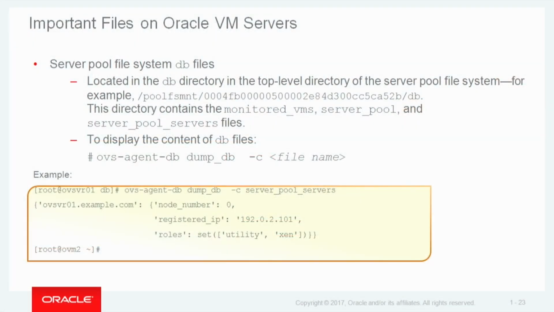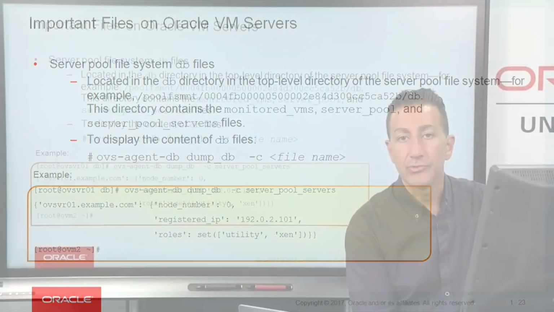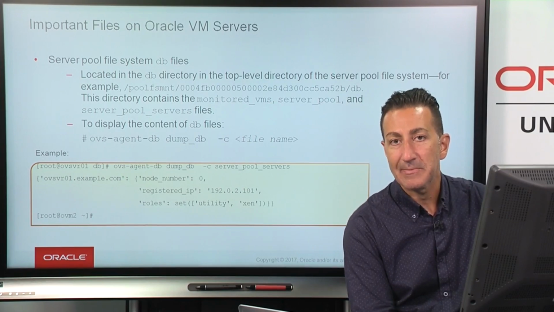Well, for example, the server pool file system. Remember, this is a shared LUN that is formatted with the OCFS2 cluster file system. When I say that you have the metadata information of the cluster, it means that you also have Java DB files. To get access to this DB directory, you need to go to the mount point for this server pool file system. Remember, it's /poolfsmnt/ and the ID of the server pool file system, and after that /db. And there you have files similar to the previous slide, but containing information specific to the cluster.